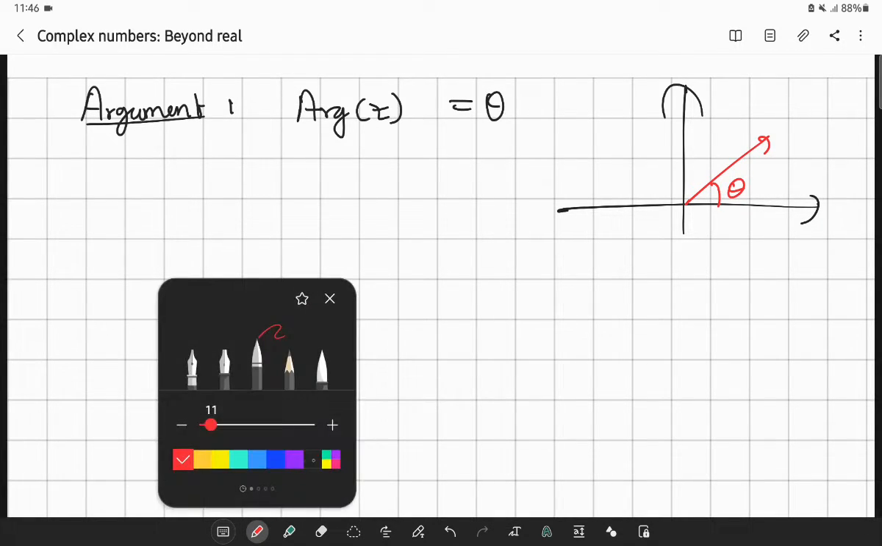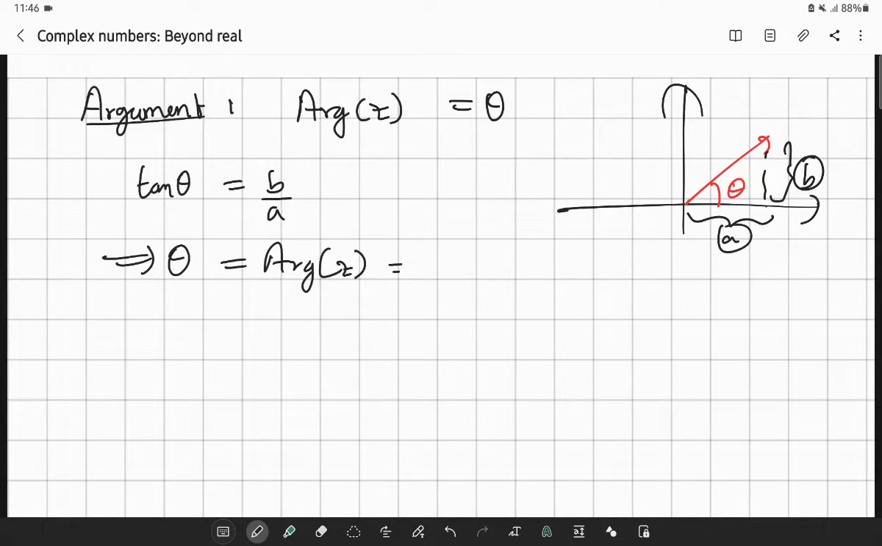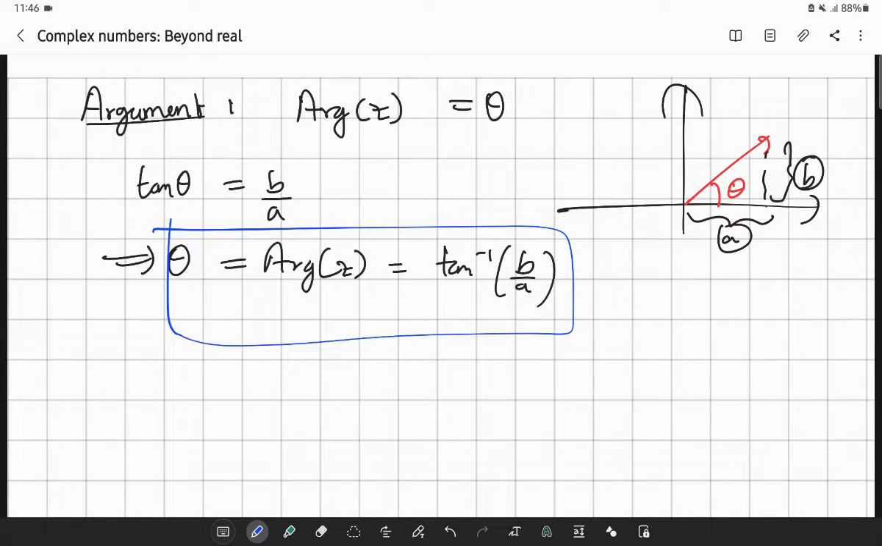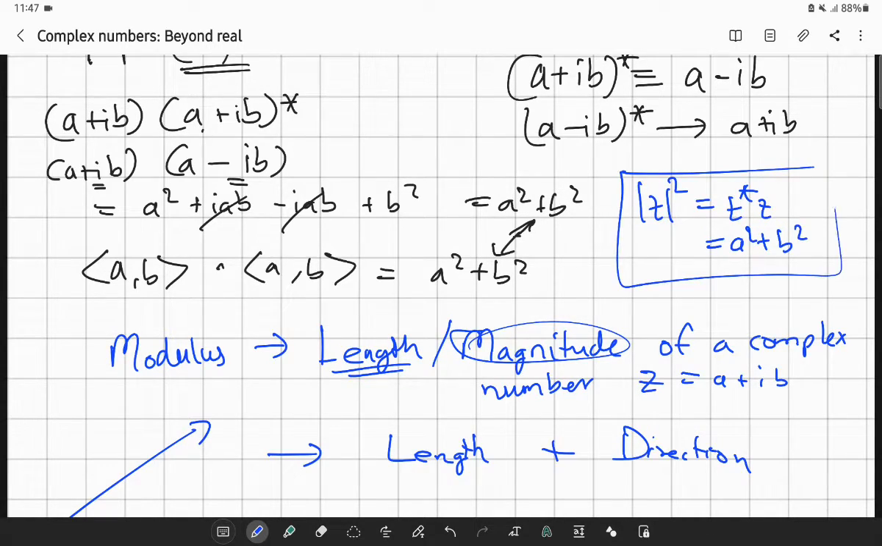How do you find theta? If you have a vector and you know the components a and b, how do I know the theta? Of course I use the tangent. Tan theta is b over a. So theta equals argument of z equals tan inverse of b over a. As simple as that. And with this we covered the two operations: the modulus, which is z star z, which is equal to a squared plus b squared.